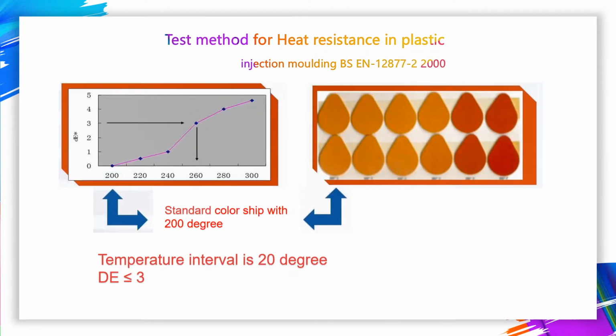As shown in the figure below, for the pigment at 220 degrees and 240 degrees, the color difference delta E is 0.5 and 1 compared with 200 degrees. And at 260 degrees, the color difference delta E is 3 compared with 200 degrees. So its heat resistance is 260 degrees.